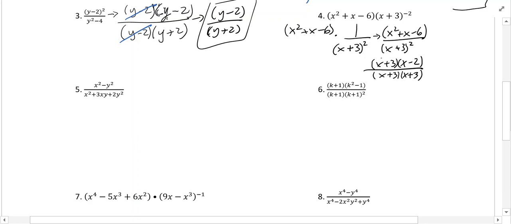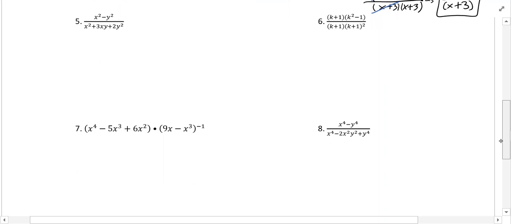And so now that you have this, your x plus 3 on the top can cancel out with one of the x plus 3's on the bottom. So your final answer, you're left with x minus 2 over x plus 3. So this whole thing is your answer.